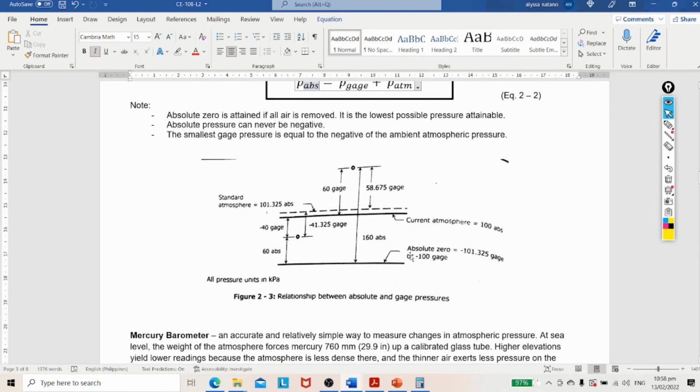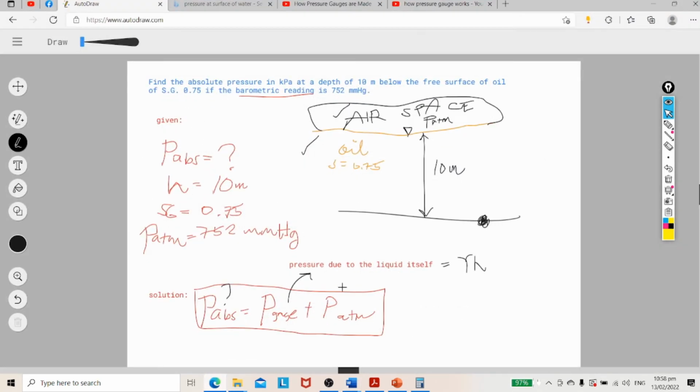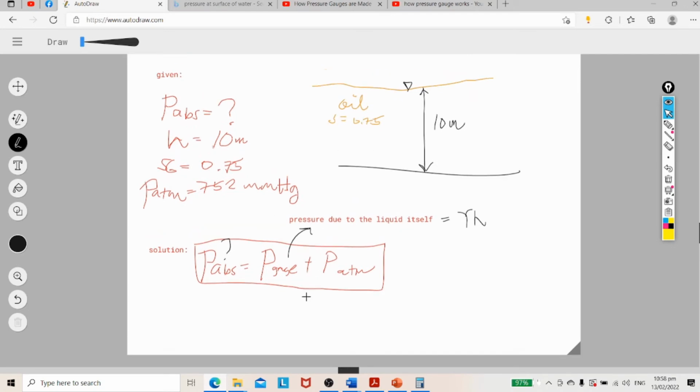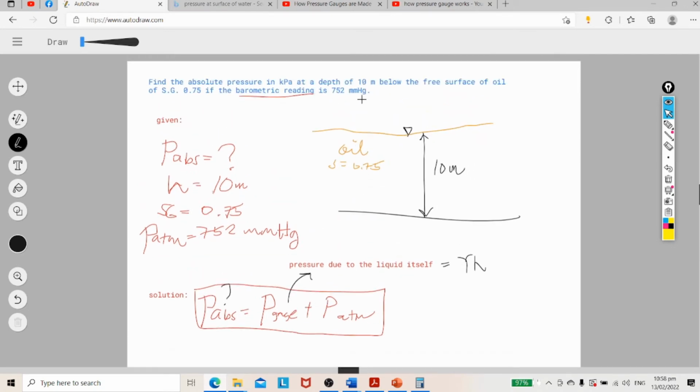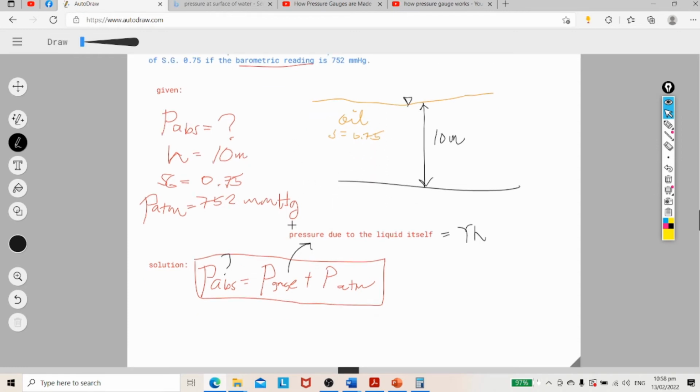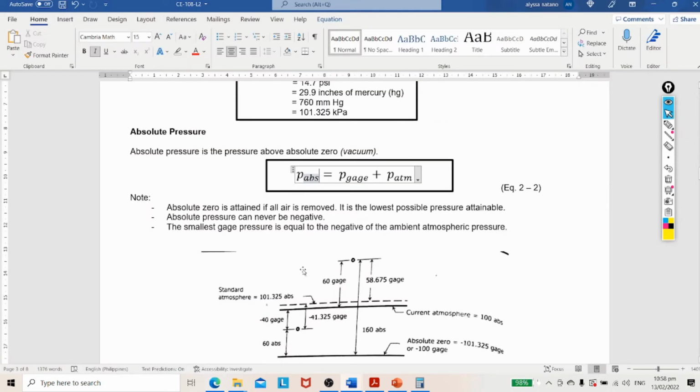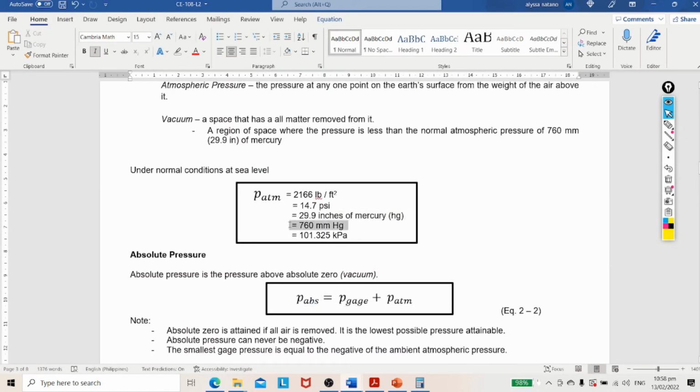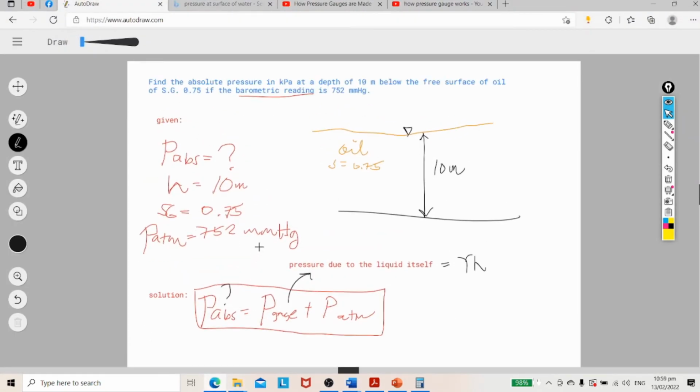Ano, nagigets? Pwede na nating sabihin na makukuha natin si gauge pressure kasi given naman yung liquid. Tapos, si atmospheric pressure medyo complicated kasi naka mmHg siya. So, what is mmHg? That is a unit of atmospheric pressure na naka millimeter mercury.